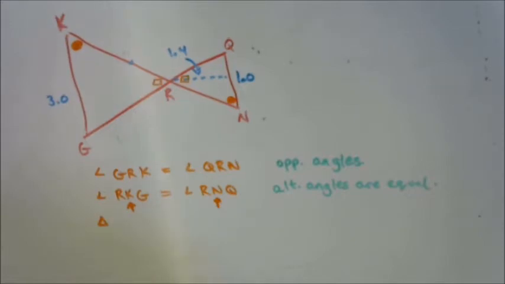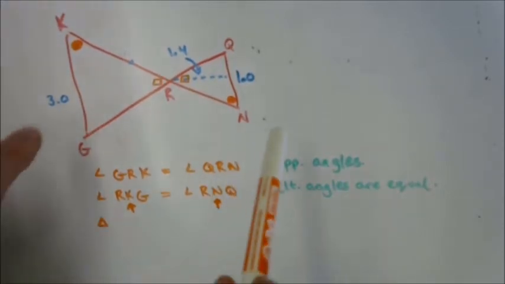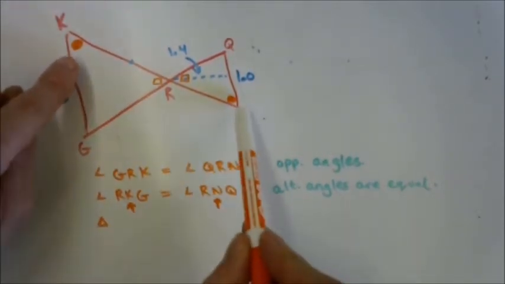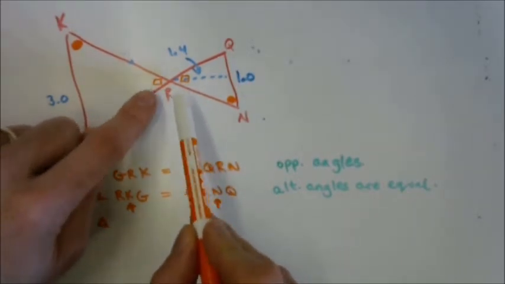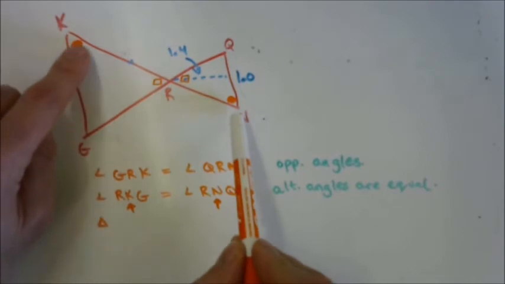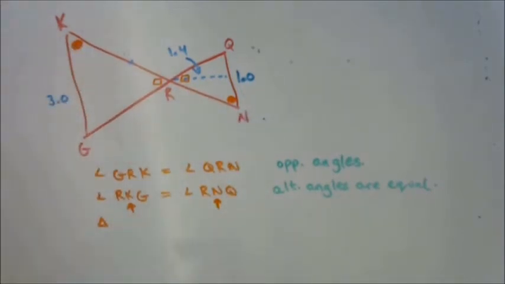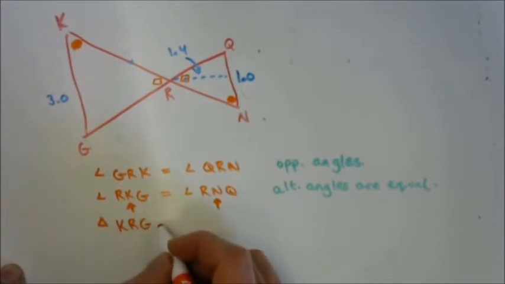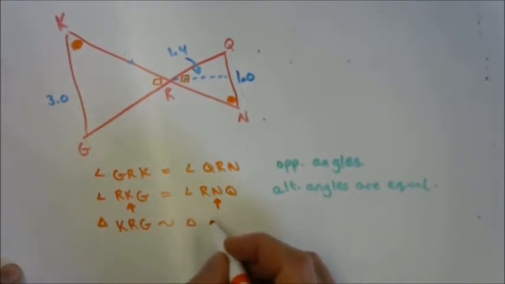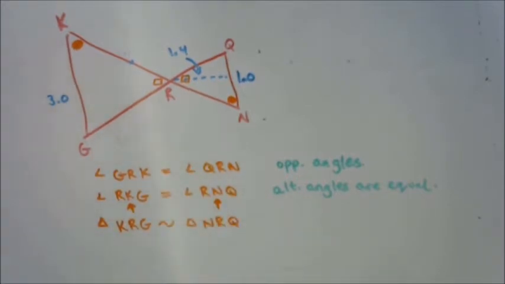Similar triangles. Good. So we've shown that angle K corresponds to angle N. We've shown that angle R corresponds to angle R. So we have two pairs of equal angles, which means that G and Q are also going to be equal because the sum of interior angles in a triangle is 180 degrees. So we can say that triangle KRG is similar to triangle NRQ.